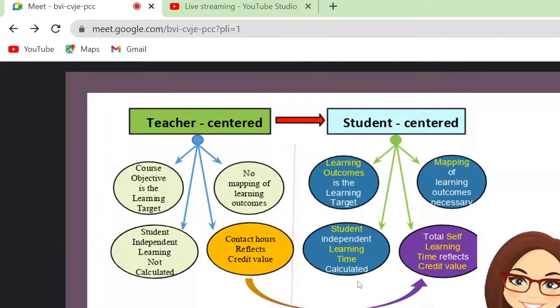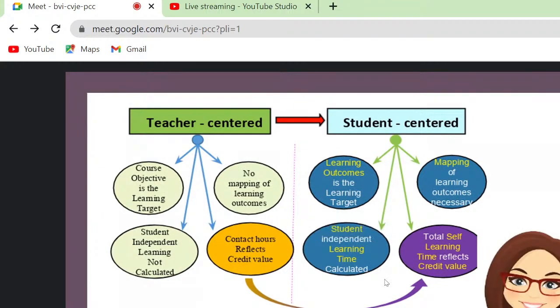What is the difference between pedagogy and andragogy? Anybody? Andragogy basically emphasizes adult learning. And being college teachers, college faculties, I think we all are teaching students who are above 18 years. Yes? Yes, ma'am.